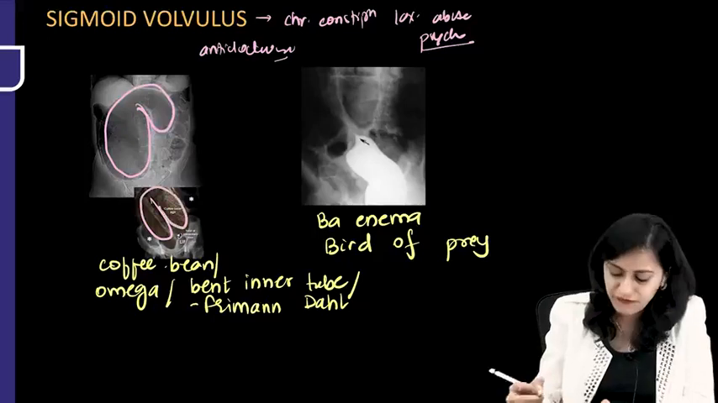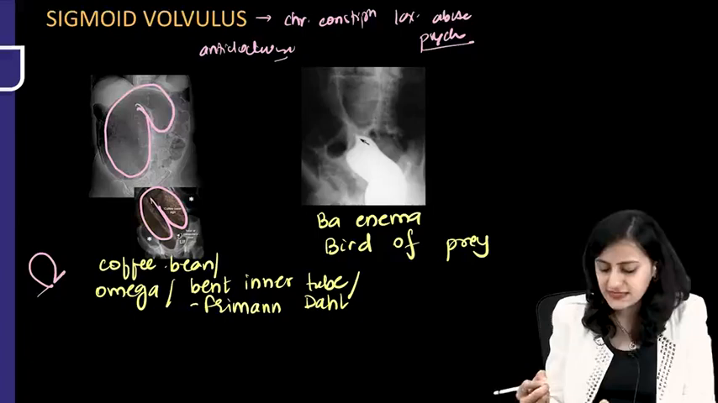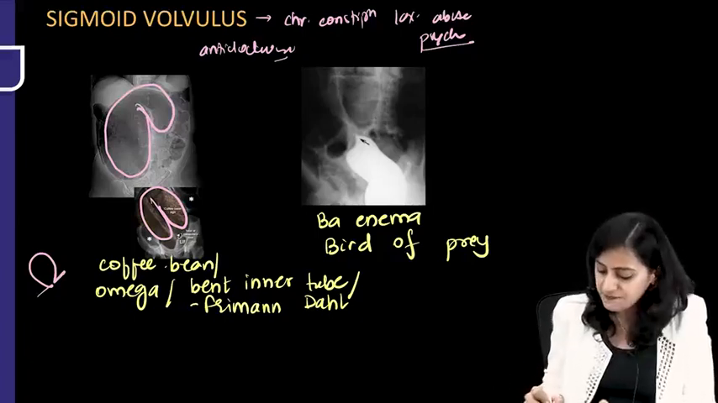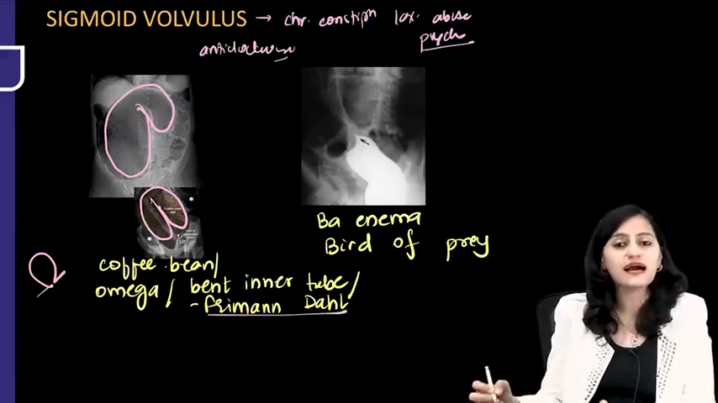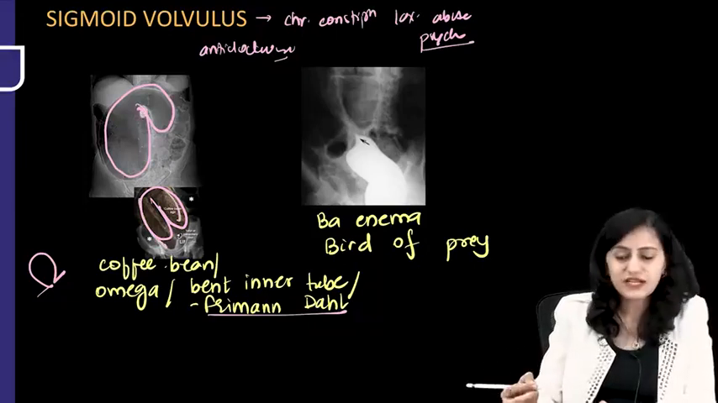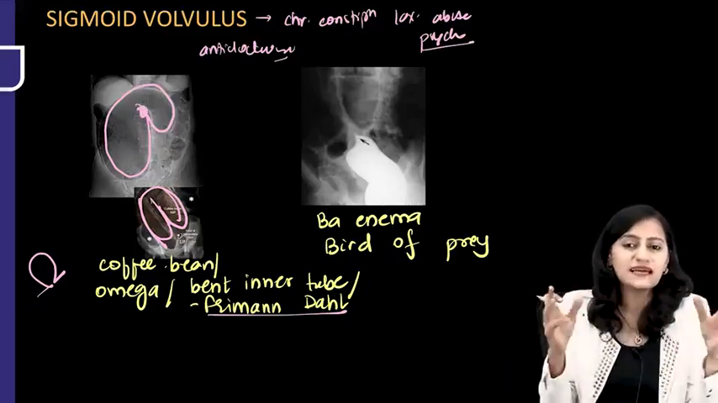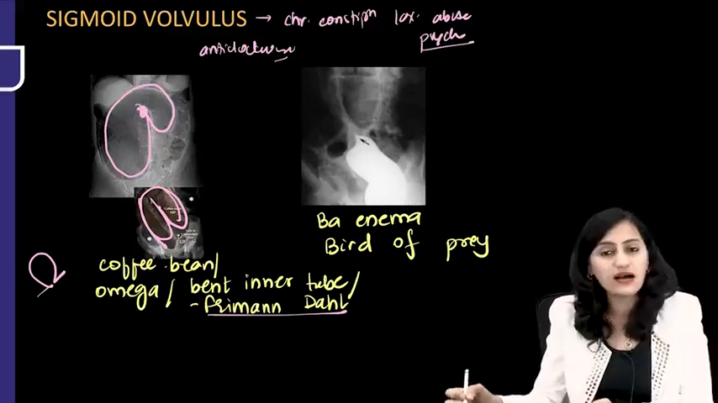Okay, so we get this coffee bean sign, which is also called the omega sign or the bent inner tube sign. Other sign is this Freeman-Dahl sign, where you have these three lines basically which converge at a point which tells you the point of obstruction. So the three parallel lines converging together, that's the Freeman-Dahl sign.